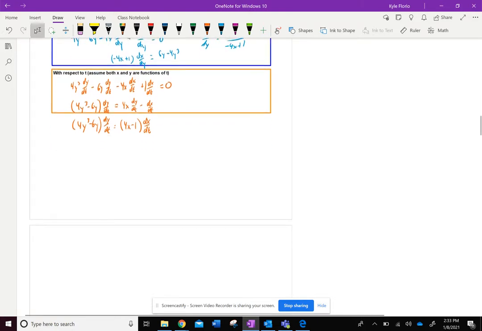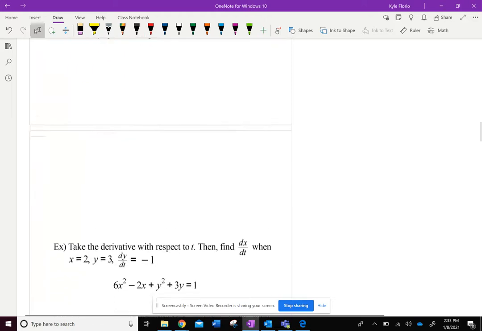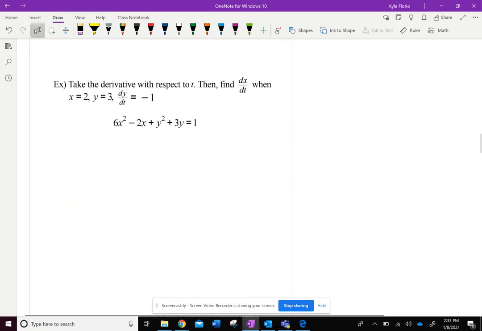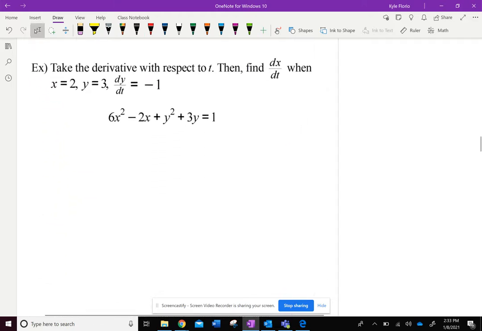Okay. So that's it. So let's look at this one. Let's take the derivative of this equation with respect to time and then solve for dx/dt given x, y, and y prime. So same process. Let's take the derivative of both sides with respect to time. We got an implicit function.